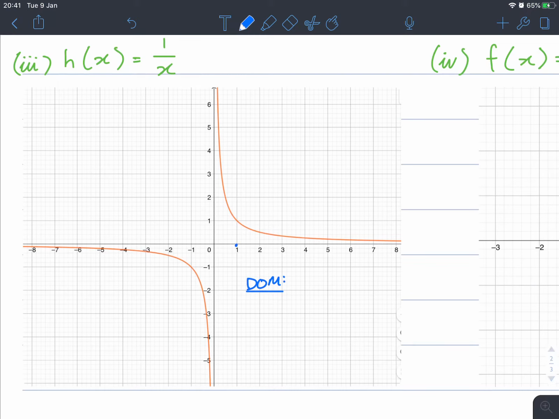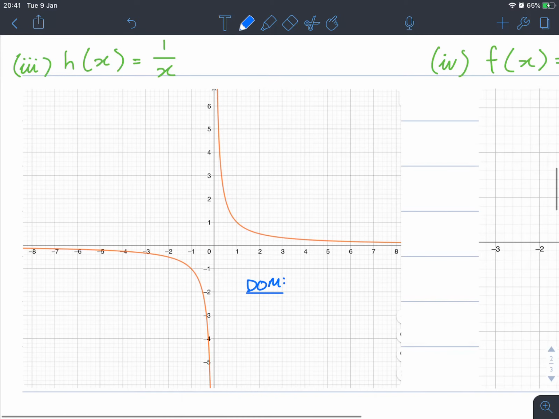For example, I can pick 1. That will map to 1. I can pick 3. X equals 3 gets mapped onto this point, whatever it is. I can pick 8. It gets mapped on to something there. As you can see, I can pick any x value except x equals 0.